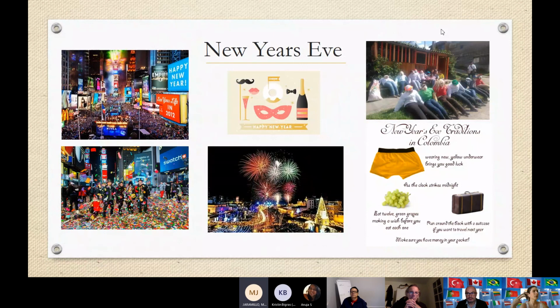So it's a party, we go out, there's fireworks, we celebrate. In Colombia, we do the same, but we also have some peculiar traditions. So to the right, in the upper part of the slide, what you see is what we call an año viejo.